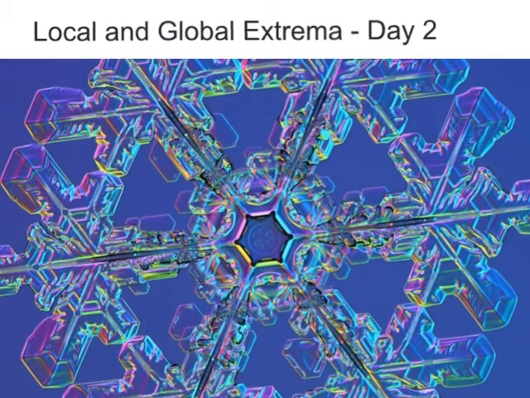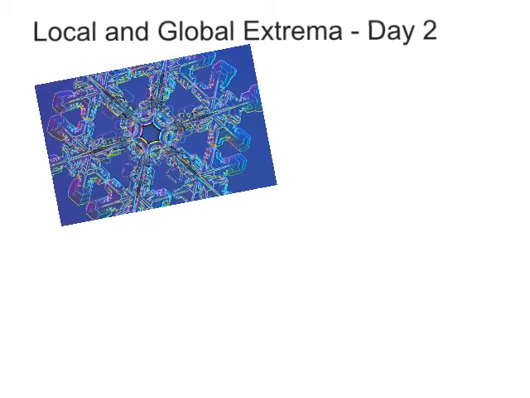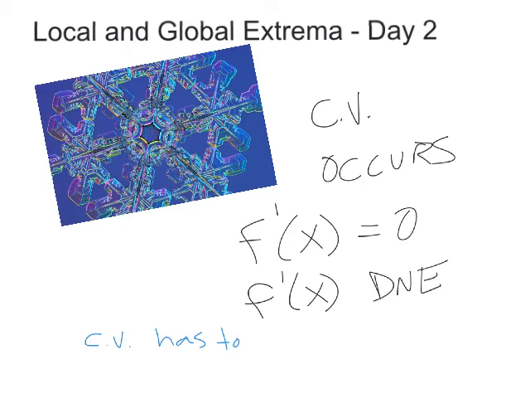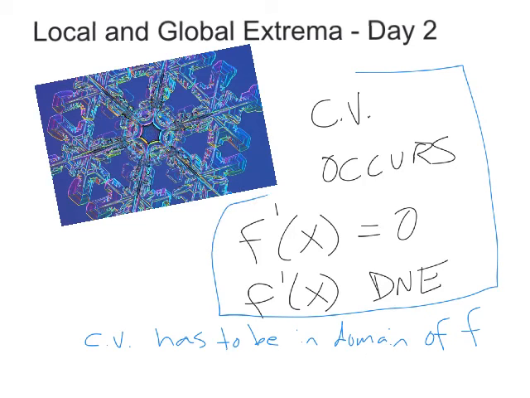The big pickup that you should be getting from this video is that a critical value occurs when f prime of x is equal to 0 or f prime of x does not exist. A subtlety is that the critical value has to be in the domain of f. It's a subtle detail, but we're going to be finding critical values a lot over the coming days.